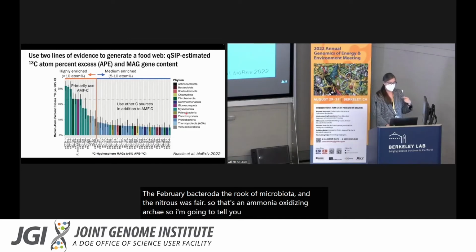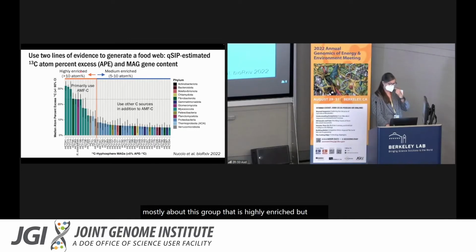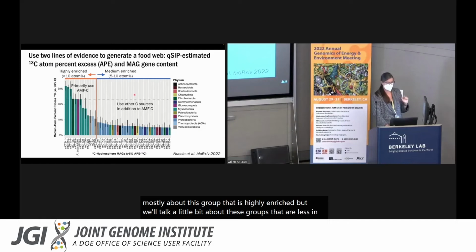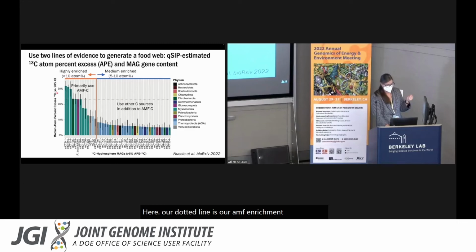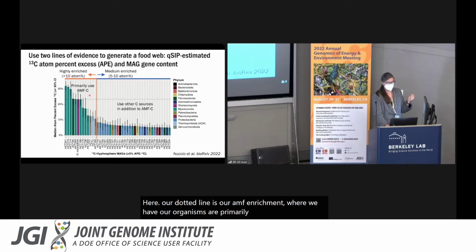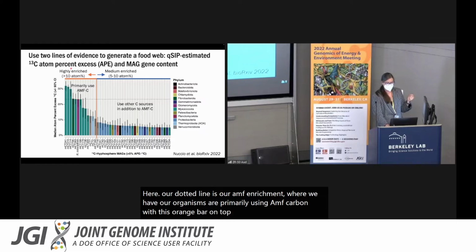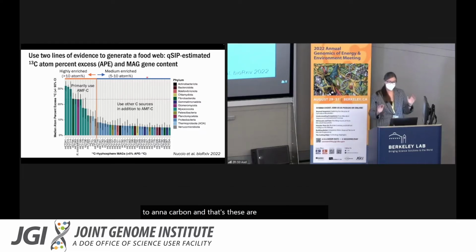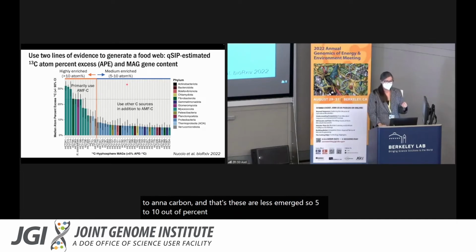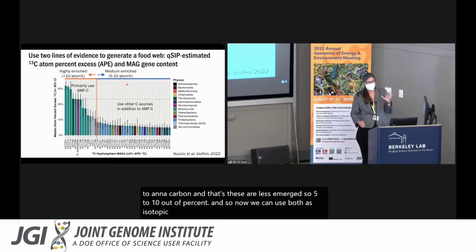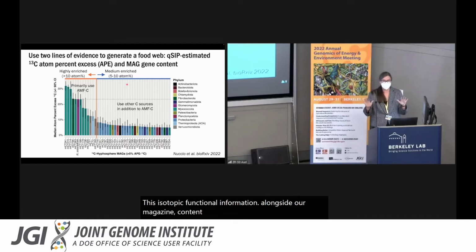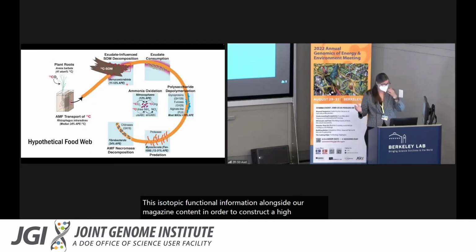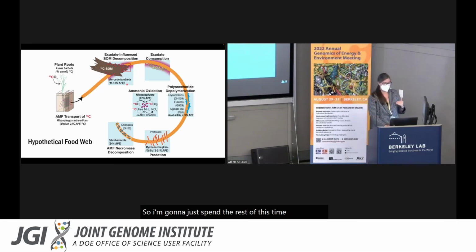So I'm going to tell you mostly about this group that is highly enriched, but we'll talk a little bit about these groups that are less enriched. This is just plotting this in a different way. Here our dotted line is our AMF enrichment, where we have our organisms that are primarily using AMF carbon with this orange bar on top, and organisms that are using other carbon sources in addition to AMF carbon, and these are less enriched, so 5 to 10 atom percent. Now we can use both this isotopic functional information alongside our MAG gene content in order to construct a hypothetical food web. I'm going to just spend the rest of this time walking you through it, so you don't need to take this all in right now.